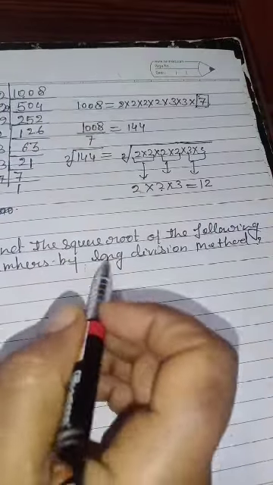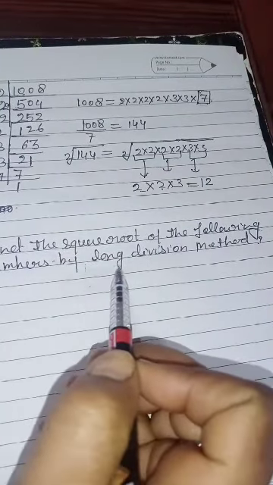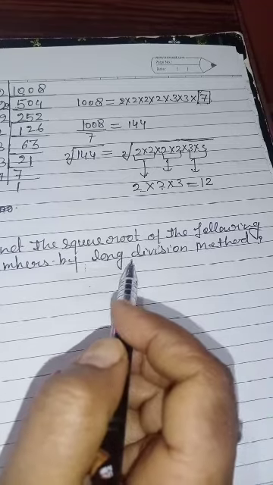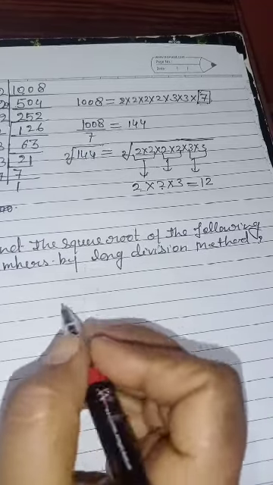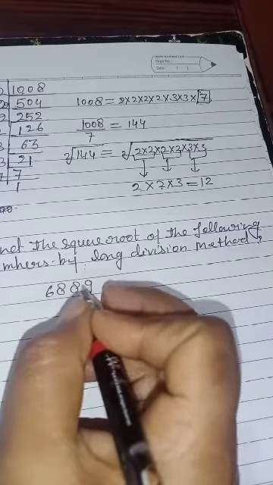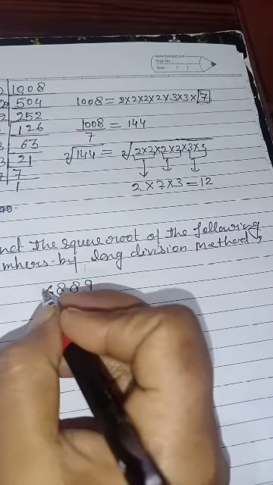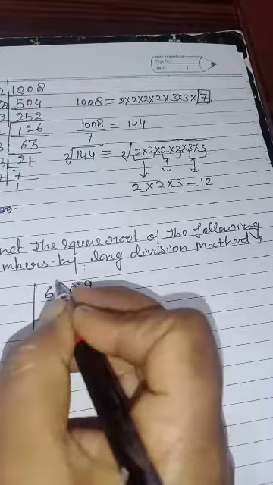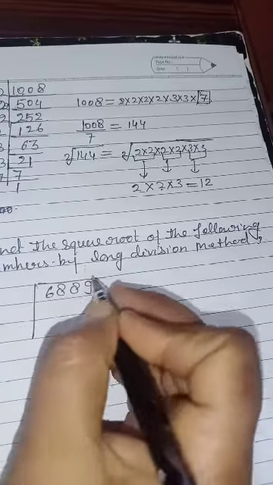Now see, beta, find the square root of the numbers by long division method. This is the last pattern of the question here. So I am going to revise the long division method again. 6889 is given to you. You have to do the long division for this number. So how will you do it?